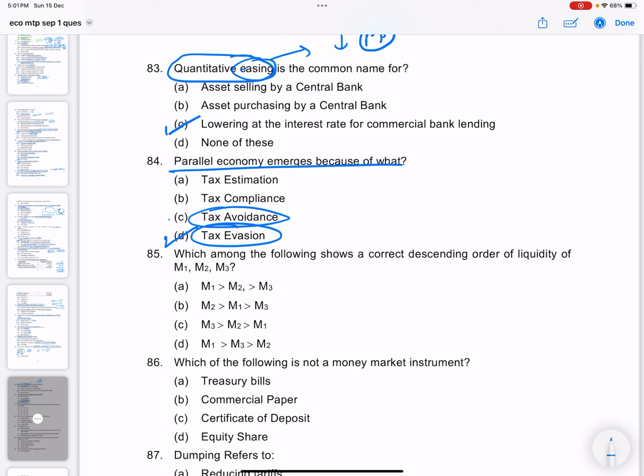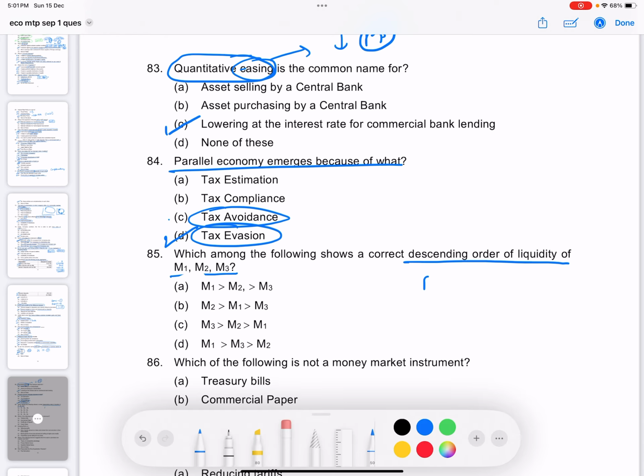Now, which among the following shows a correct descending order of liquidity of M1 M2 M3? Descending order मतलब सबसे पहले कौन सबसे ज़्यादा लिक्विड है? सबसे ज़्यादा लिक्विड, फिर कम, फिर देन द नेक्स्ट. तो वी नो M1 इज द मोस्ट लिक्विड, देन M2, देन M3. Descending order of liquidity, so it would be M1 M2 M3.